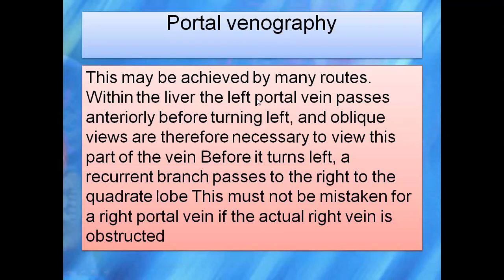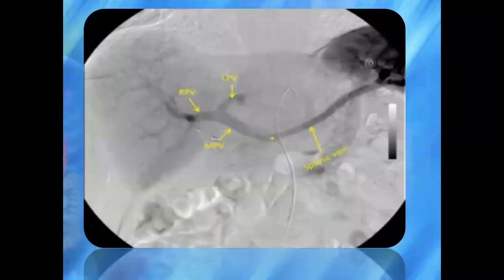Portal venography. This may be achieved by many routes. Within the liver, the left portal vein passes anteriorly before running to the left, and oblique views are therefore necessary to view this part of the vein before it turns to the left. A recurrent branch passes to the right to the quadrate lobe, and this should not be mistaken for the right portal vein if the actual right vein is obscured. This is a picture of liver venography. This is the splenic vein; the main portal vein divides into the left and right portal veins.